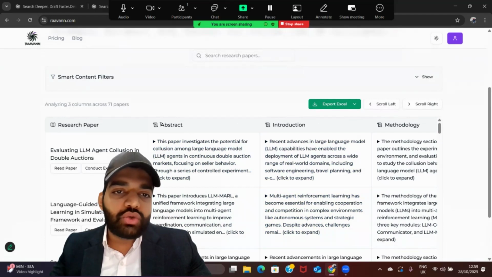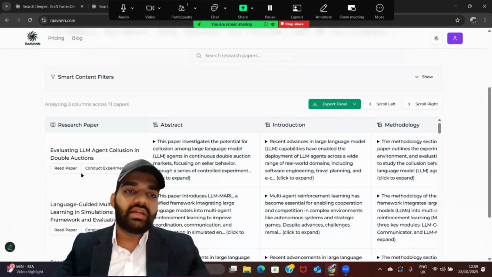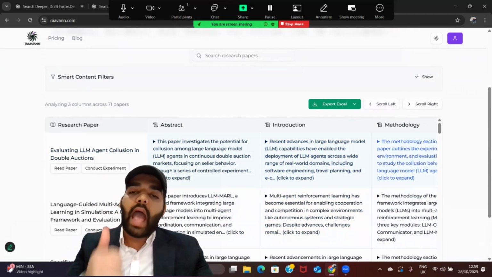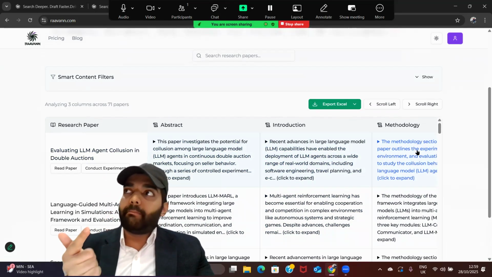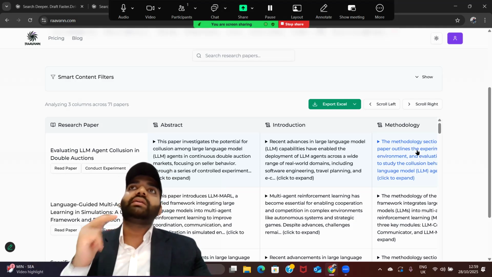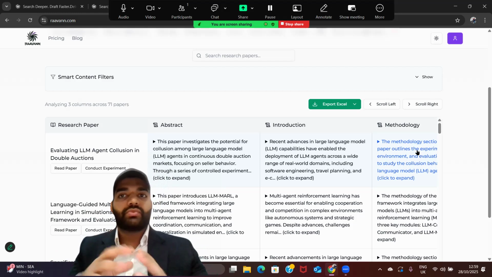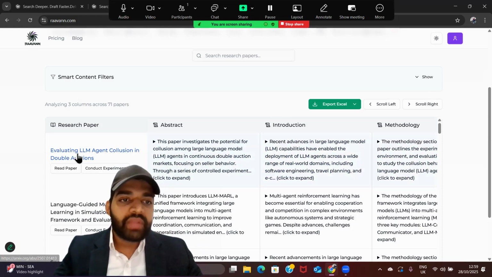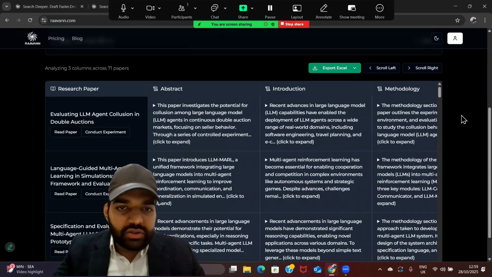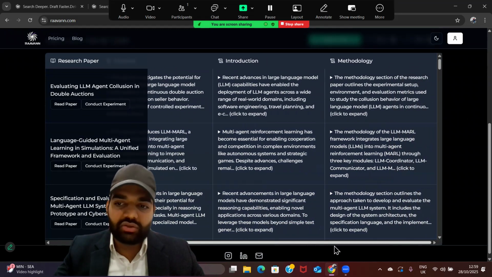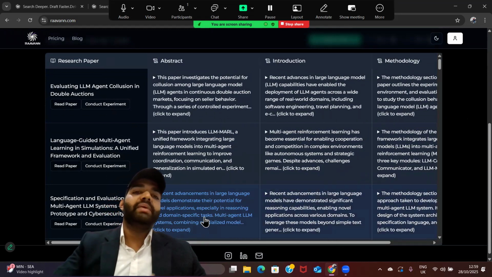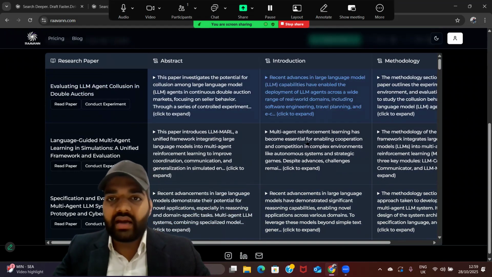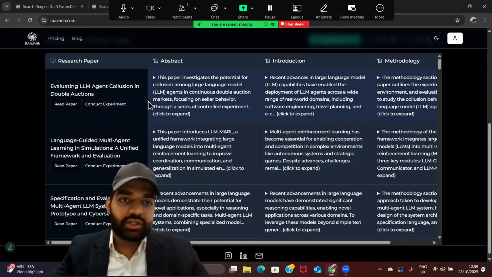For example, why did we choose abstract, introduction, methodology? The reason is that while reading research papers, researchers first read the abstract, introduction, and methodology. They prefer reading these, then they decide if they want to go deeper into that paper. So we know that, and that's the reason we have kept the 3 columns: abstract, introduction, methodology, and these are the papers. This is a whole different layout of reading a research paper. People are not used to reading research papers like this. This is a whole different architecture to read research papers.